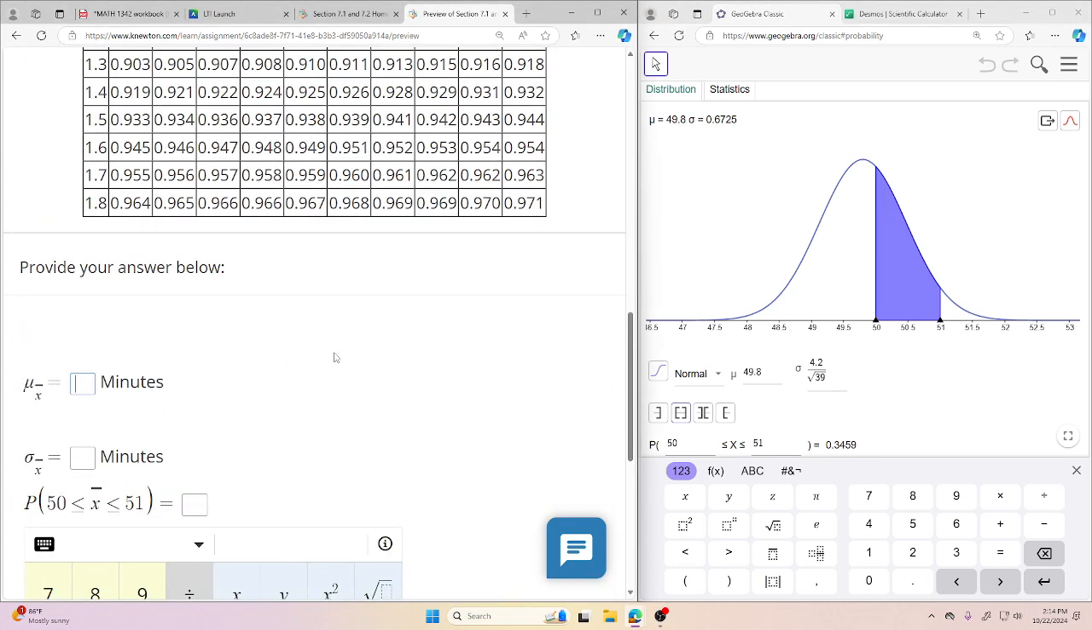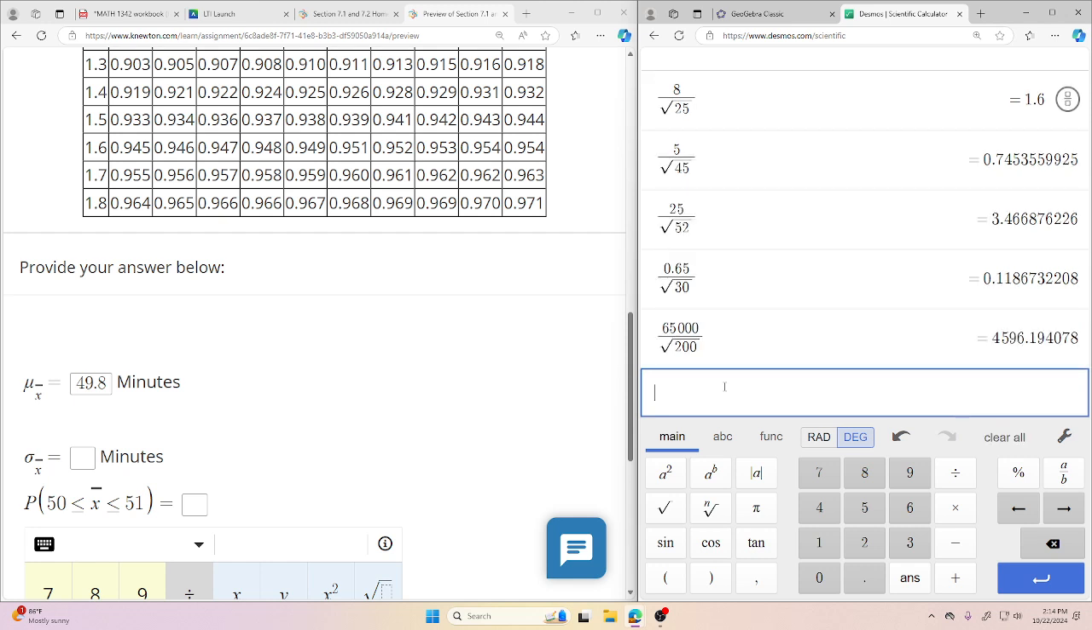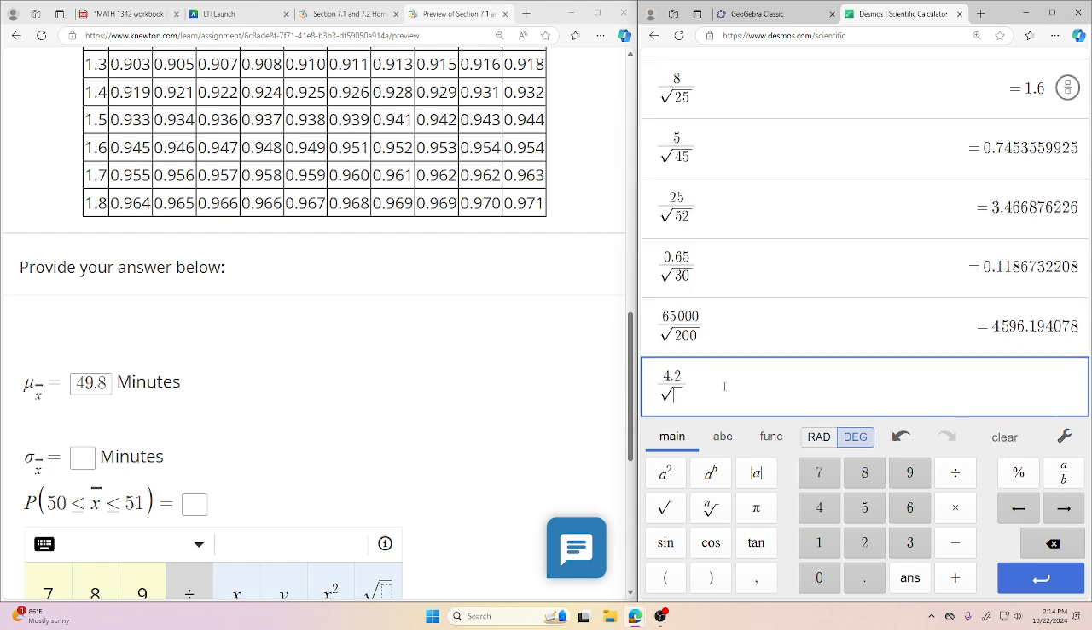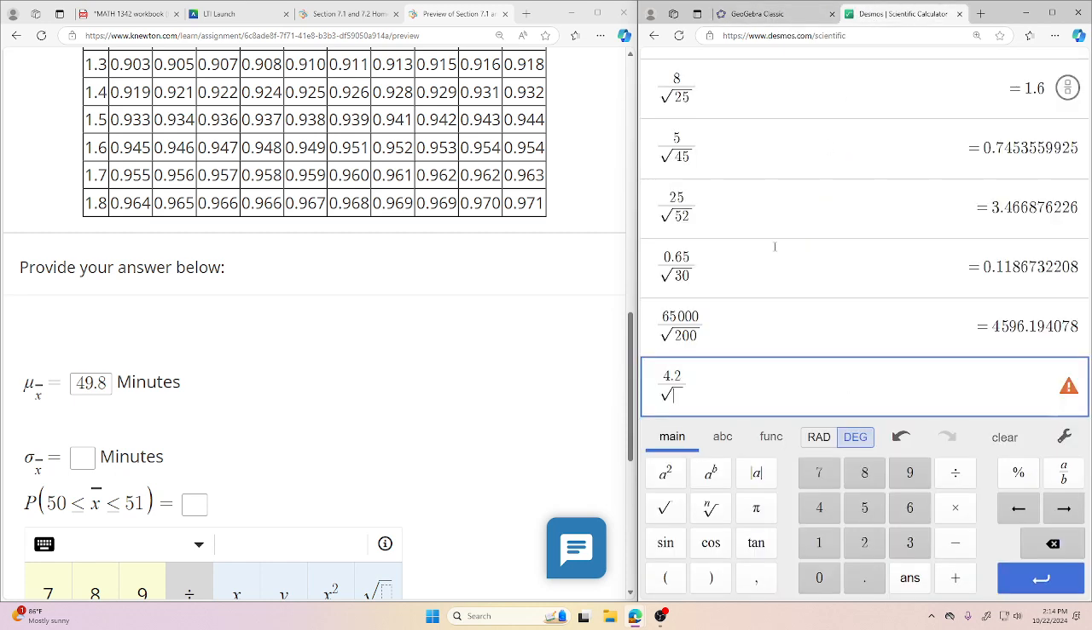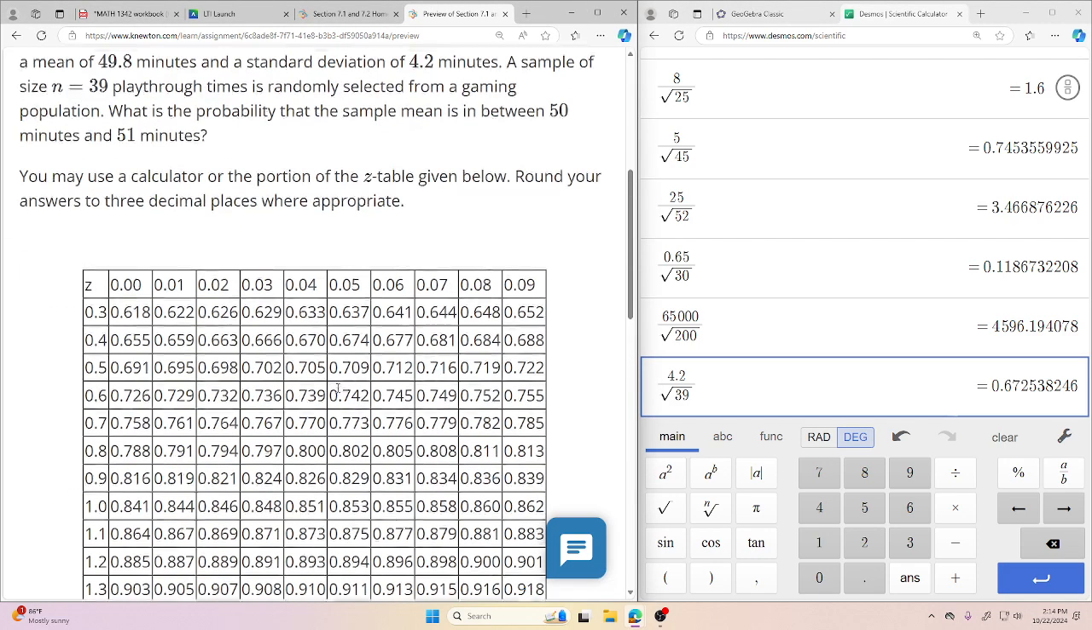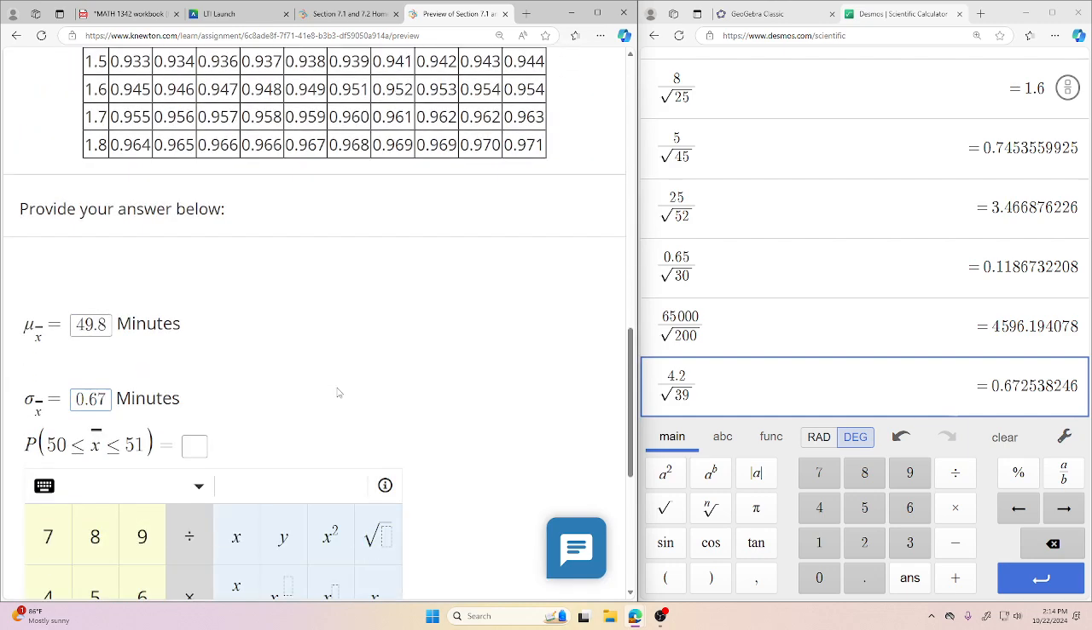So my mean didn't change. New standard deviation. I wish they would just tell me what the decimal is. But here we go. 4.2 divided by the square root of, what was it? Yeah, 39. Thank you. How many decimal places? 3 decimal places this time.